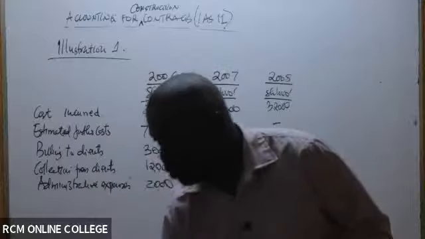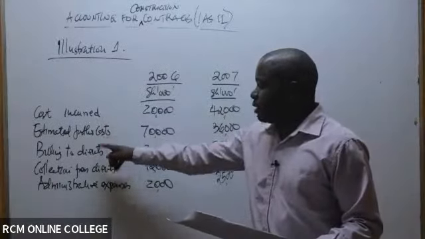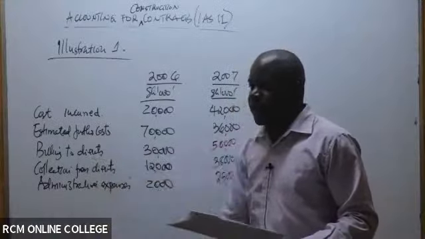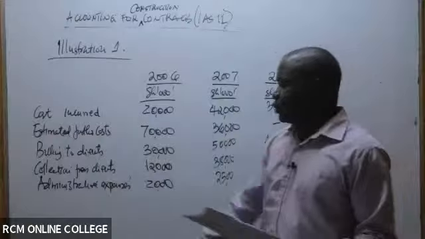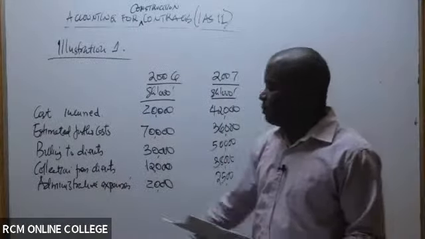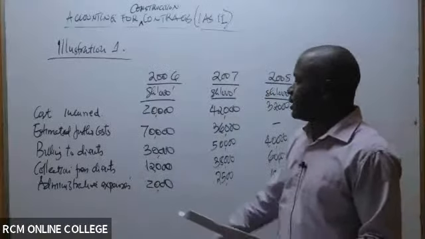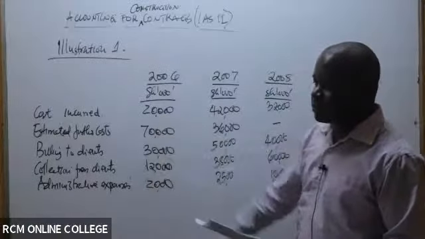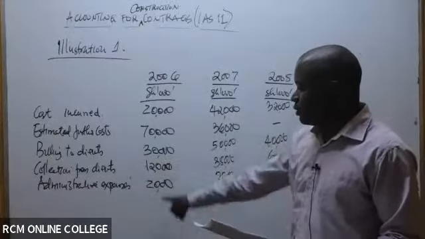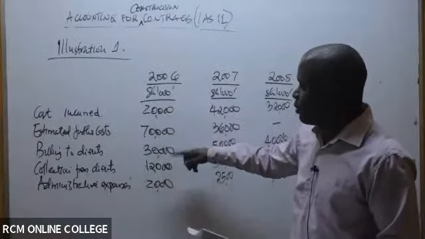I reread the table. So this one is cost incurred, estimated further costs, billing to clients, collection from clients, administrative expenses. For the figures, you can be able to see. This one is 20 million. This one is 70 million. This one is 30 million. This one is 12 million. You know it is million because of this one up here. So when you add those there, it becomes million.